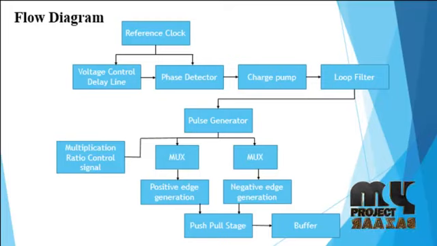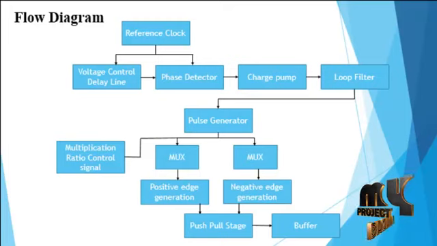The pulse generator is the first module of the frequency multiplier. The output of the pulse generator is directly applied to the multiplication ratio control logic. The multiplication ratio control logic contains two multiplexers. They produce the positive edge generation and negative edge generation. This positive and negative edge generation is fully dependent on the multiplication ratio control signal. Changing the ratio control signal gives different edge generation outputs.